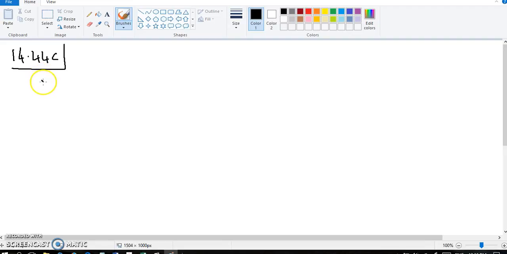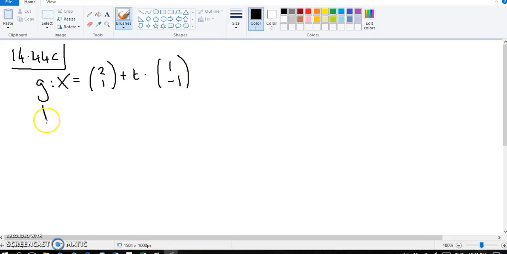So in this case, we have line G, x is the point (2, 1), plus the parameter t times the direction vector (1, -1). And then we have line H, which includes the point (-3, 5), plus u times (-2, 2).